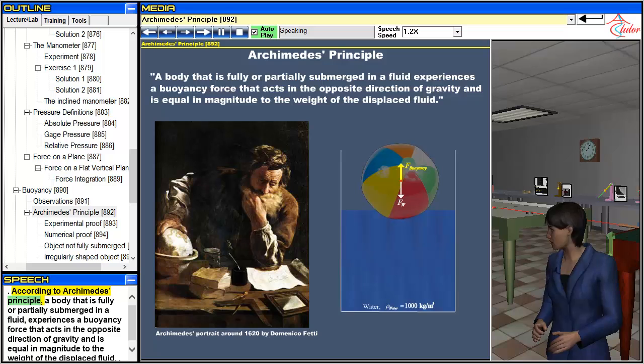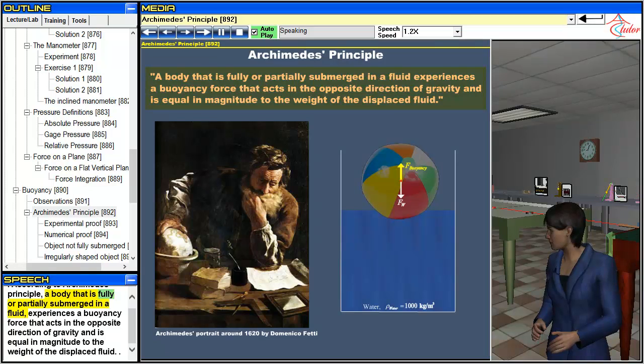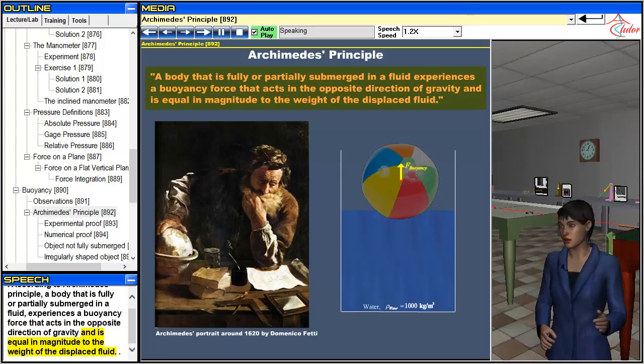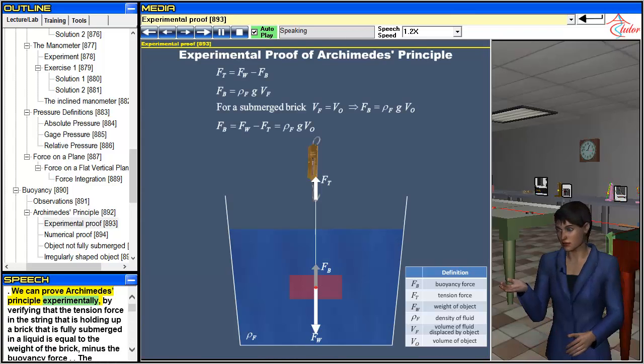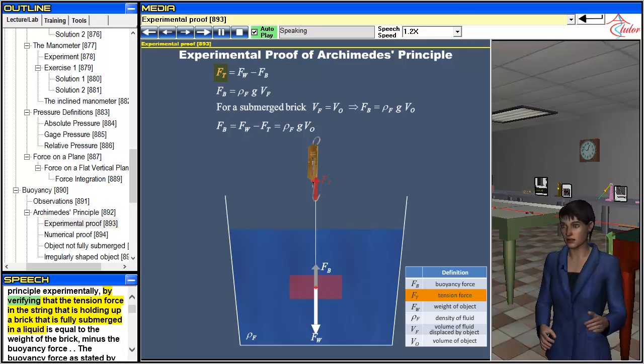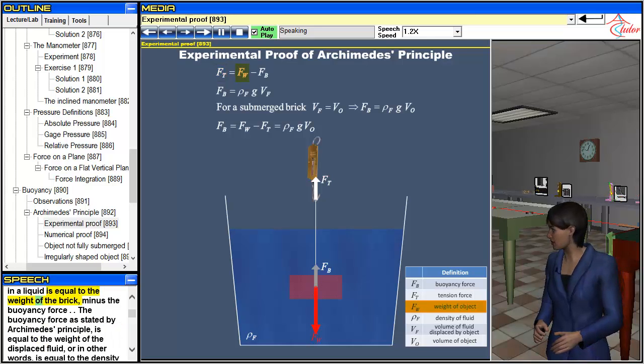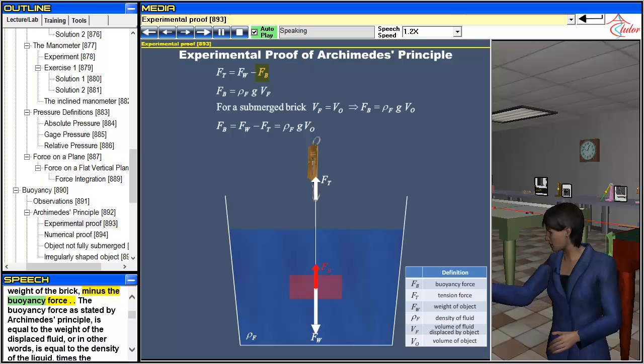According to Archimedes' principle, a body that is fully or partially submerged in a fluid experiences a buoyancy force that acts in the opposite direction of gravity, and is equal in magnitude to the weight of the displaced fluid. We can prove Archimedes' principle experimentally by verifying that the tension force in the string that is holding up a brick that is fully submerged in a liquid is equal to the weight of the brick minus the buoyancy force.